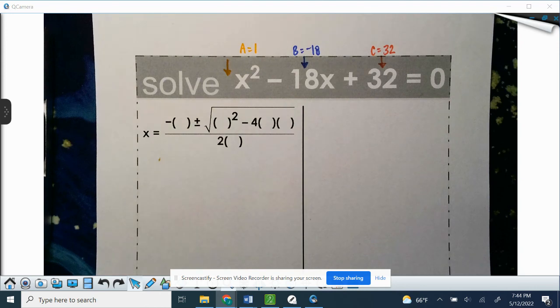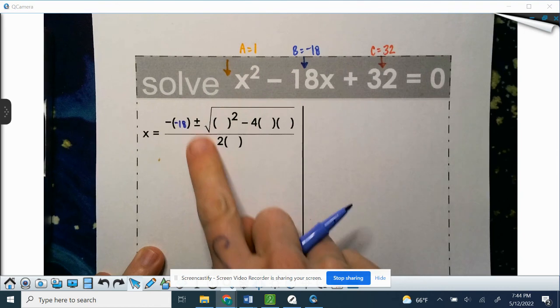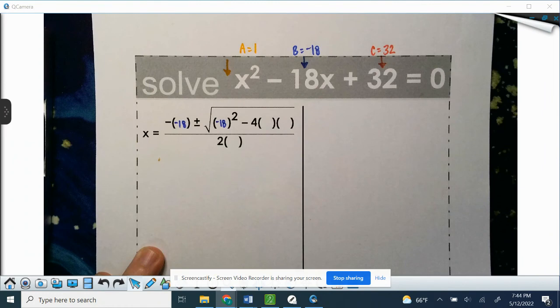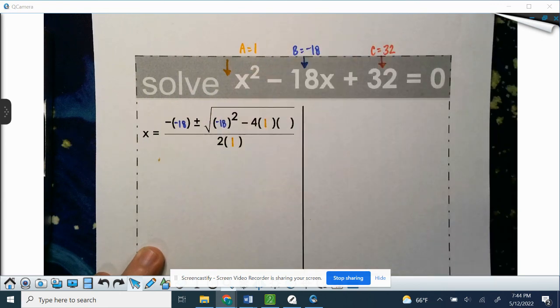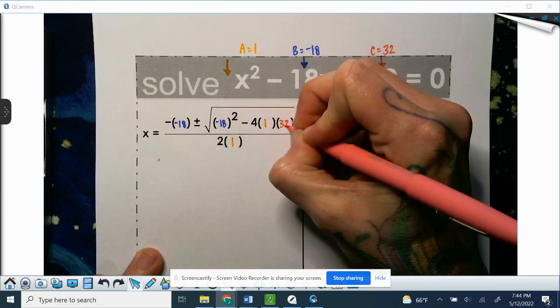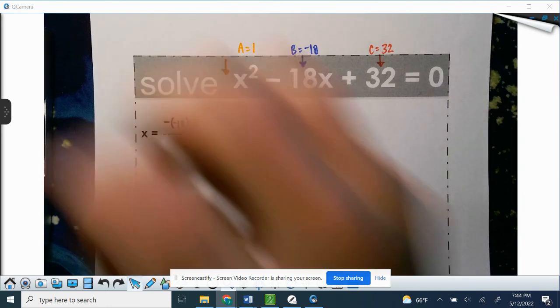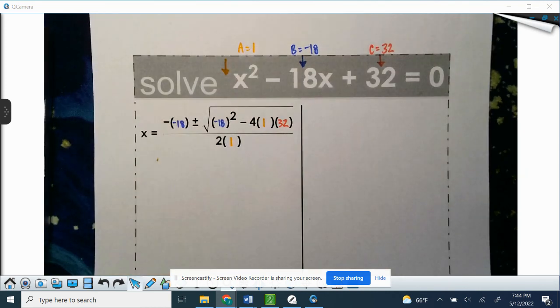So the opposite of b, so negative 18, plus or minus the square root of b squared, so negative 18 squared, minus 4 times a, which we know our a value is 1, and then our a value goes on the bottom too, 2a, and then c, so 32. I would be very careful trying to put this in your calculator all at one time, unless you're really good with parentheses and things of that nature. So I'm going to show it to you step by step.